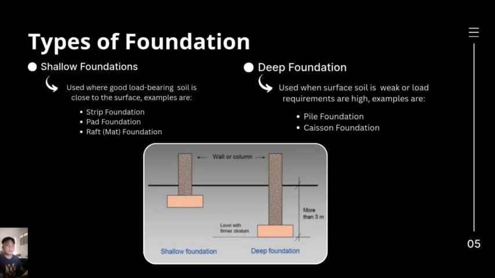Next is the types of foundation. So there are two types of foundation. First is the shallow foundation, used when good load-bearing soil is close to the surface. Examples are strip foundation, pad foundation, and mat foundation. Next is the deep foundation, used when surface soil is weak or load requirements are high. Examples are pile foundation and caisson foundation.